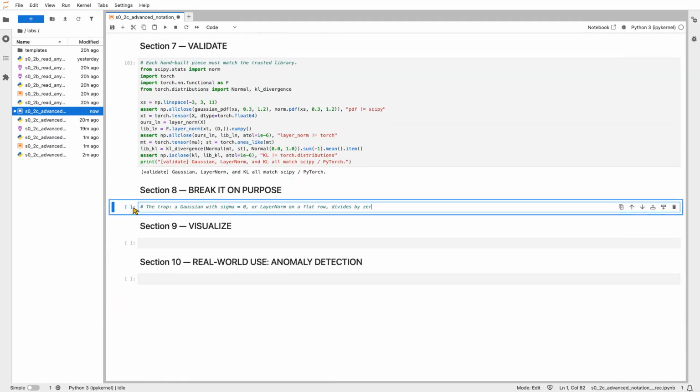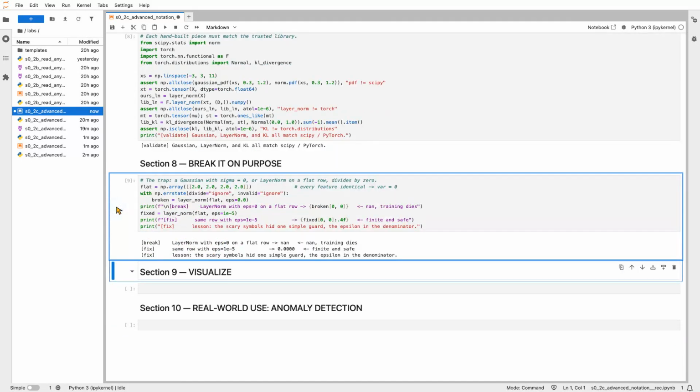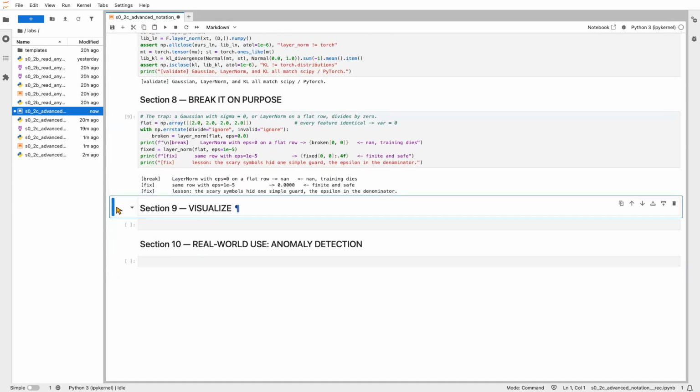Section 8. Break it on purpose. Feed LayerNorm a flat row where every feature is identical. The variance is 0, so without the epsilon we divide by 0 and get not a number. Add the tiny epsilon back and it is finite and safe. The scary symbols hid one simple guard.